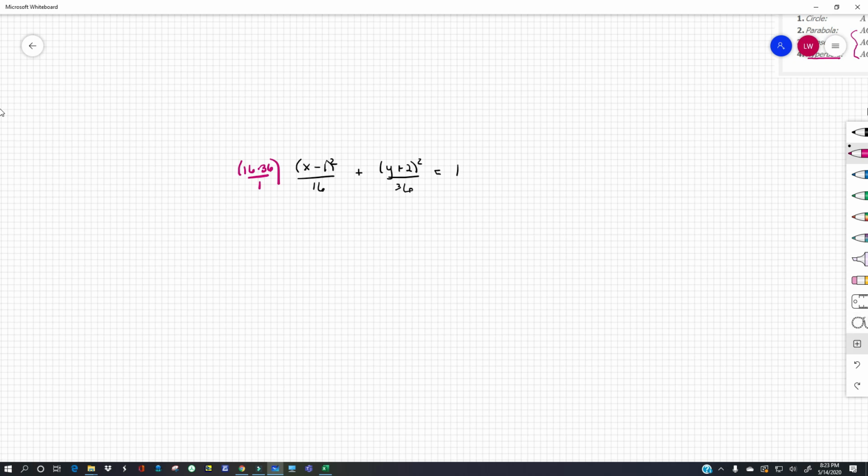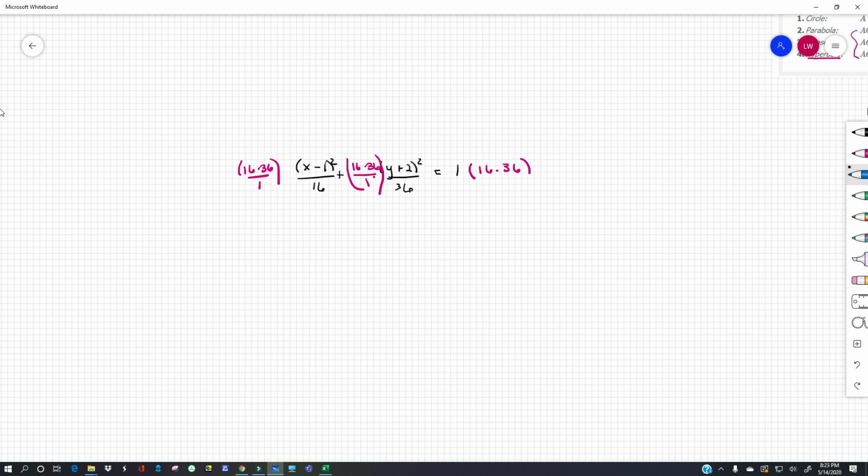Here, let me move this over a little bit. So let me just move that plus over a tad. I'm going to put it over here and go back over here. So I'm going to multiply this term by 16 times 36 over 1. You can think of it like that if you want to. And I'm going to multiply this side by 16 times 36, right? Whatever you do to the left, you've got to do to the right. And this is what I want you to see.